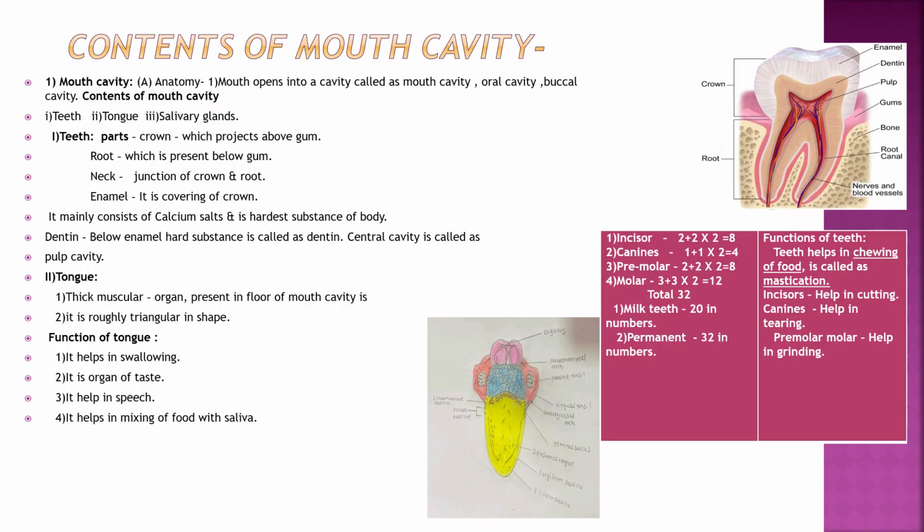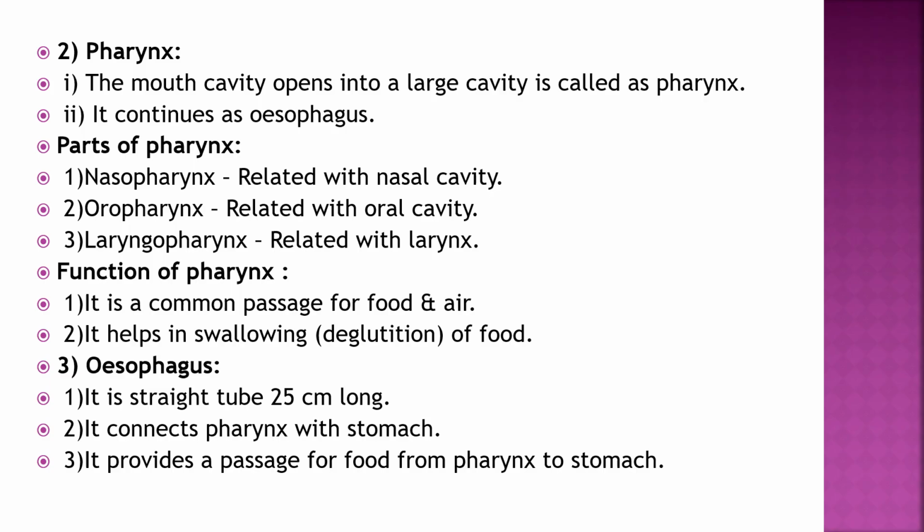Salivary glands present in the mouth are the parotid, submandibular and sublingual, which open into the buccal cavity and secrete saliva, which contains amylase, required for the digestion of carbohydrate. The second part is the esophagus. Food goes to the esophagus and then to the stomach.